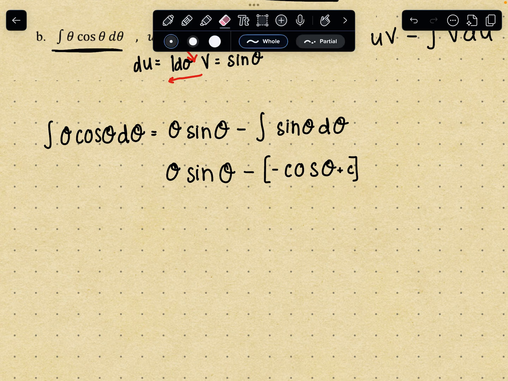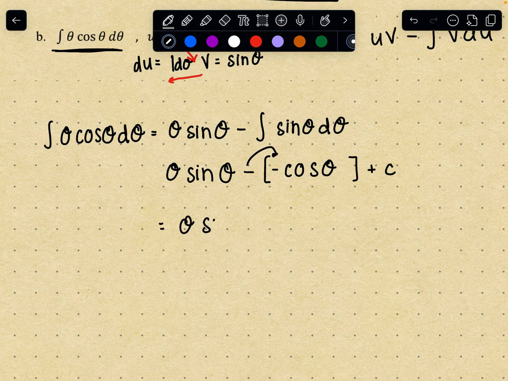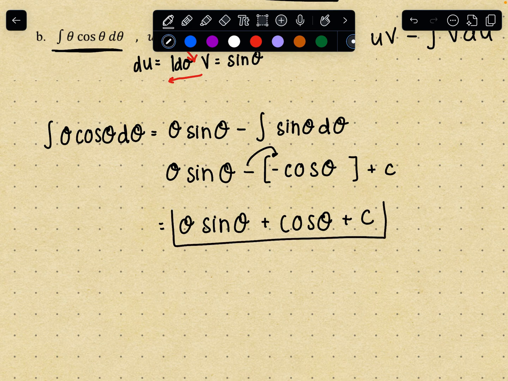Actually, I'm going to put the plus c over here because I don't want to distribute the negative to it. Okay, so now let's just multiply that in to give us theta sine theta plus cosine theta plus c. Okay, so that's the solution to that one.